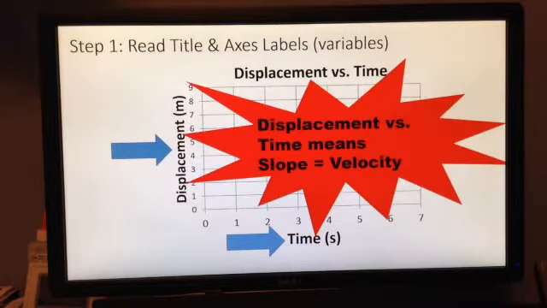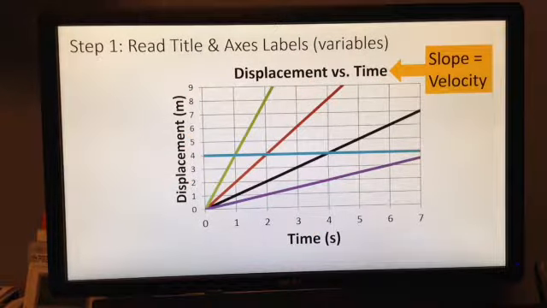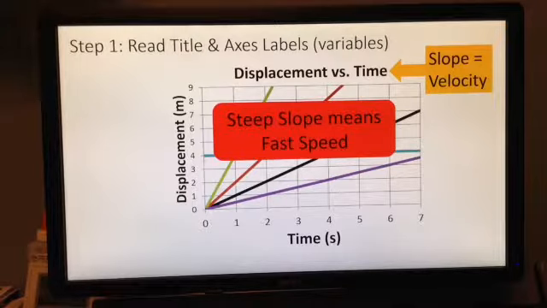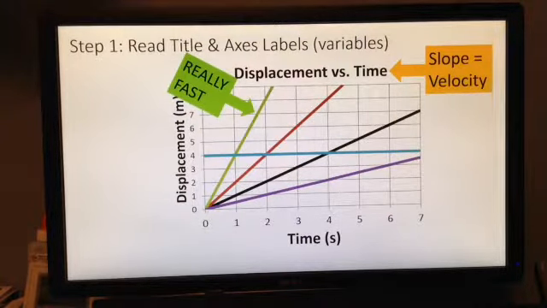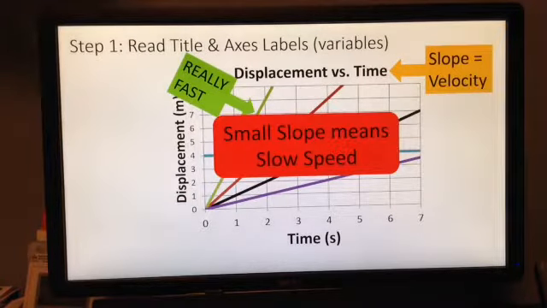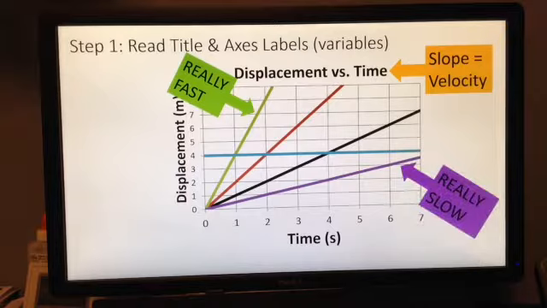In a displacement versus time graph, the slope is equal to the velocity. So when you have to think about slope mathematically, like in algebra class, that's what we're talking about. The slope of this means velocity. So let's give some examples. If you have a steep slope, that means you have a fast speed. So there you go. That green one, that's nice fast. If you have a small slope, that means you have a very slow speed. So your purple, that's a slow speed.